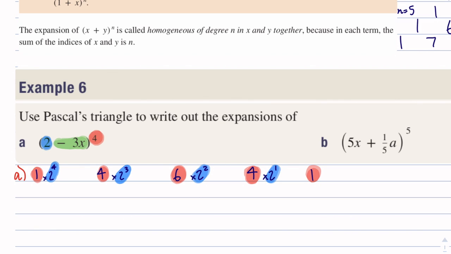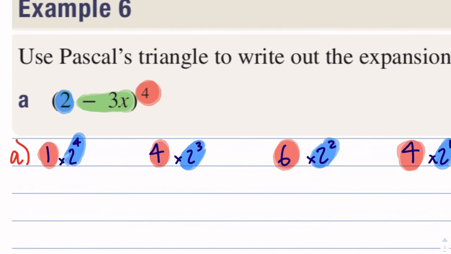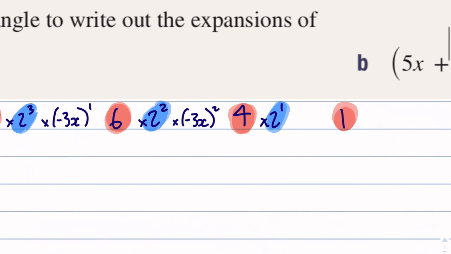And that negative belongs with the second one, by the way. Technically, we would want to do minus 3x to the 0. We never bother writing that in. Why bother? Times minus 3x to the 1, times minus 3x to the 2, times minus 3x to the 3, times minus 3x to the 4. And then we do pluses in between each of these terms.